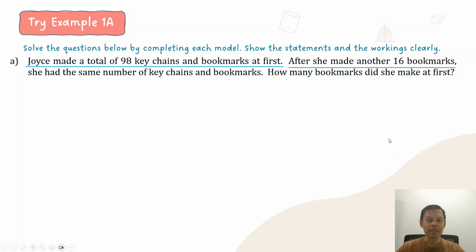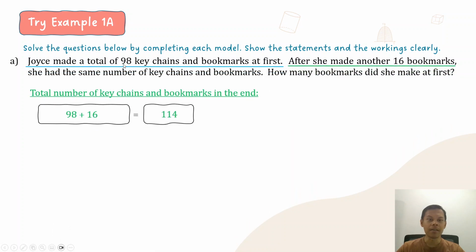Alright, so the first sentence here: made 98 keychains and bookmarks at first. After she made another 16, they had the same amount of keychains and bookmarks. So 98, the first number here, we need to add to the other 16 bookmarks. Then she will get 114. This is the total combination of keychains and bookmarks in the end. And the next sentence said she had the same number of keychains and bookmarks.